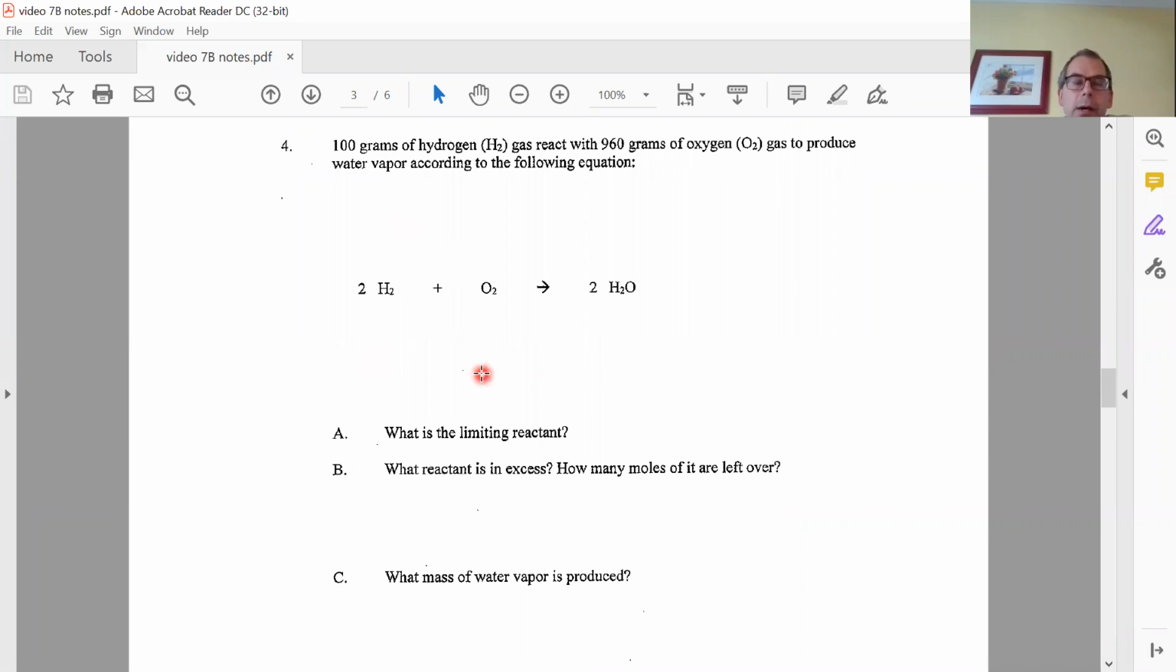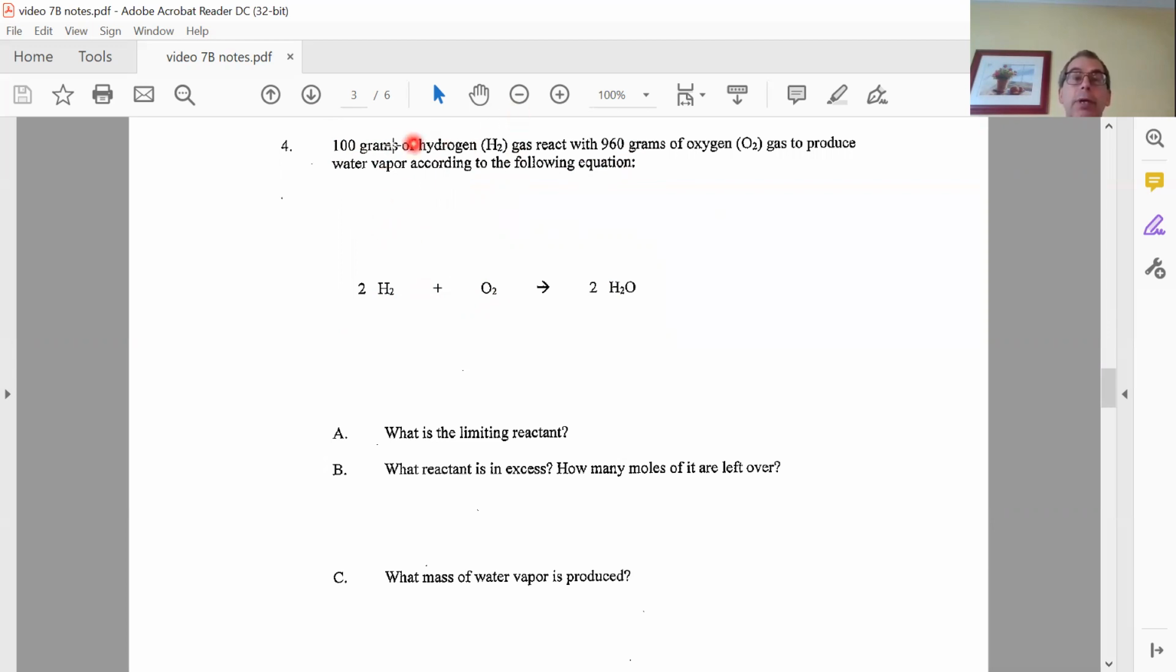Then what is the limiting reactant? Oh, I got 100 and 960. However, these are in grams. And this equation does not compare grams. 2H2 plus O2 forms 2H2O. It does compare moles. So I need to convert my grams to moles before doing anything.